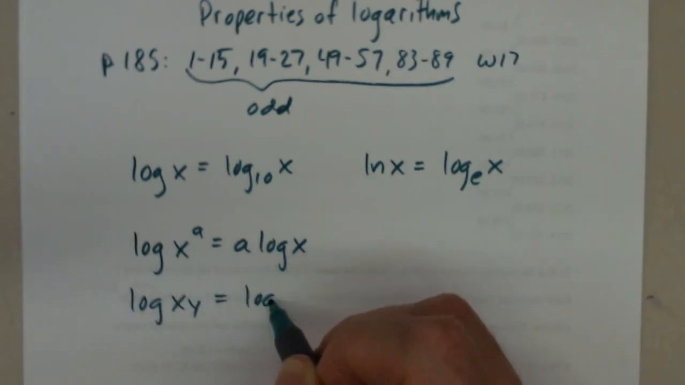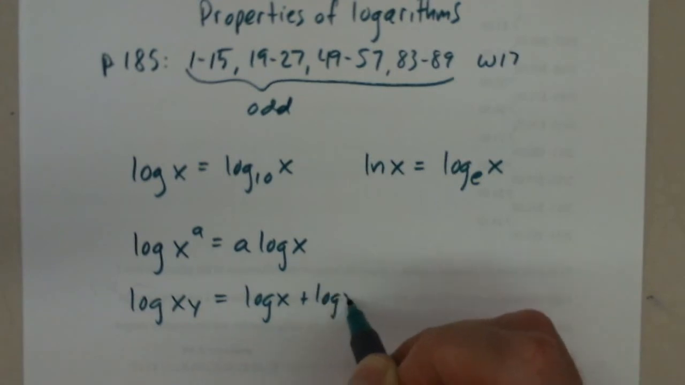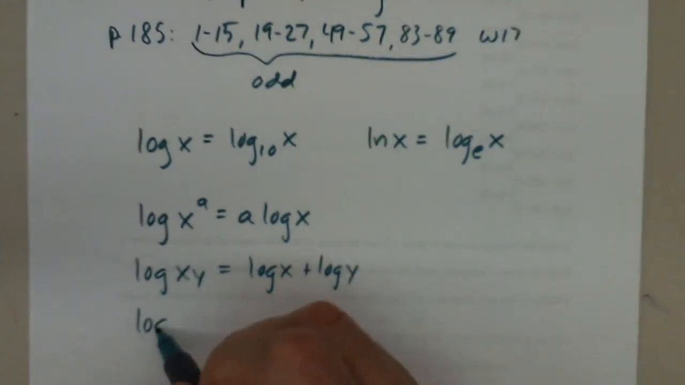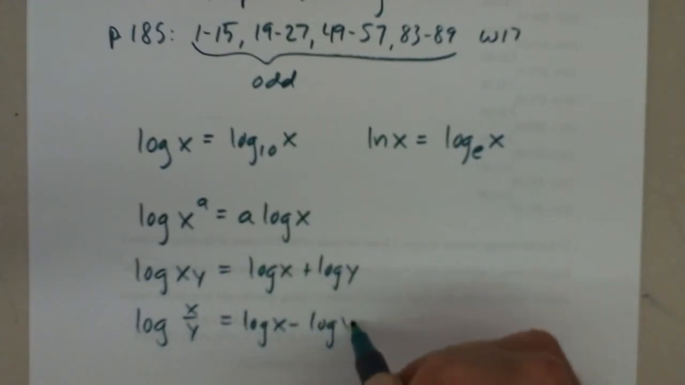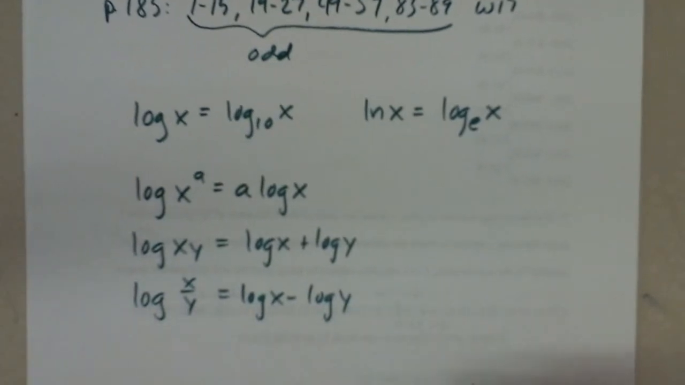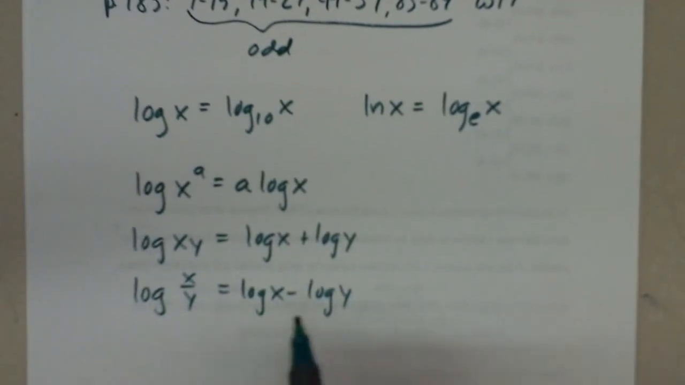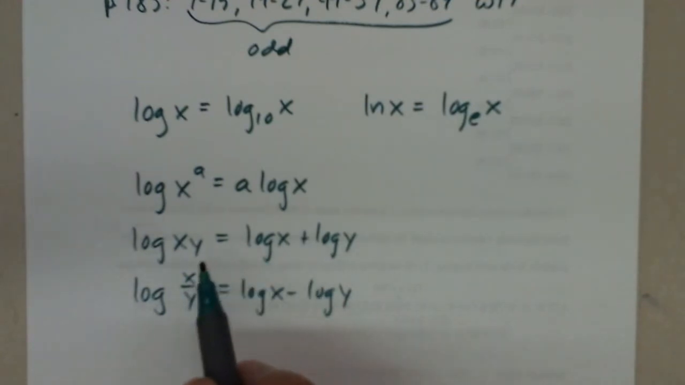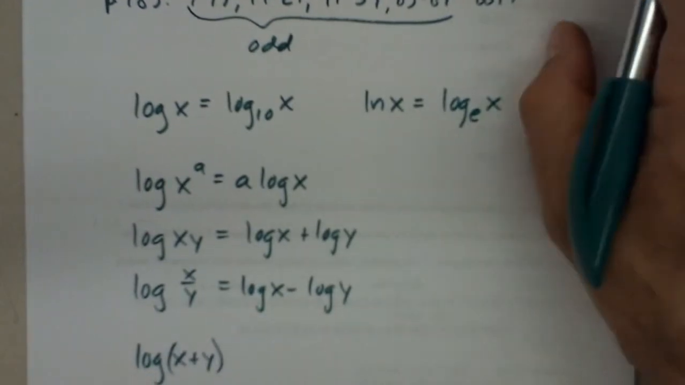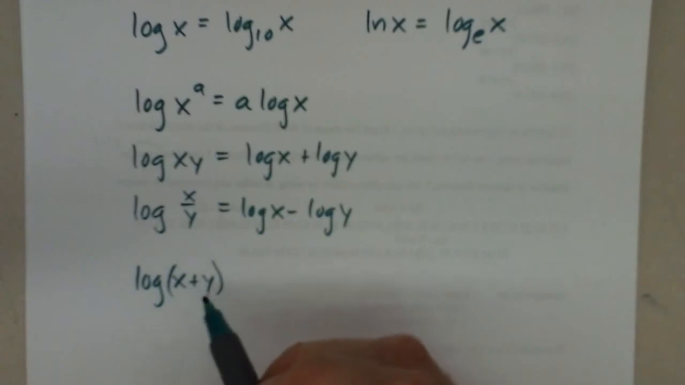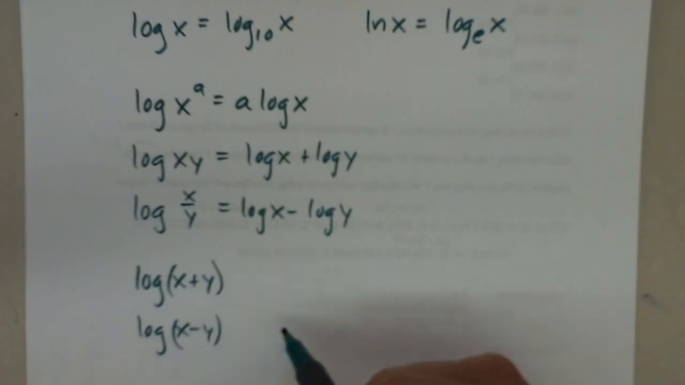Log of a product is the sum of the logs. Log of a quotient is the difference of the logs. And then if you aren't careful and you just connect every time you see addition, you go to multiplication, then you might make the mistake of saying that there's a property for this. There's no property for that, and there's no property for this. So they don't have properties.